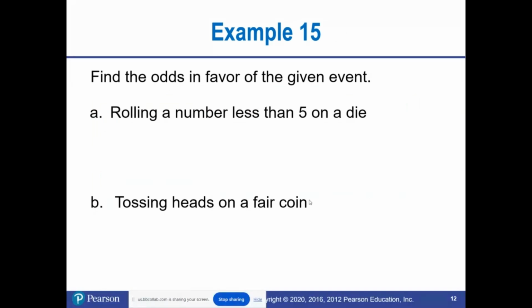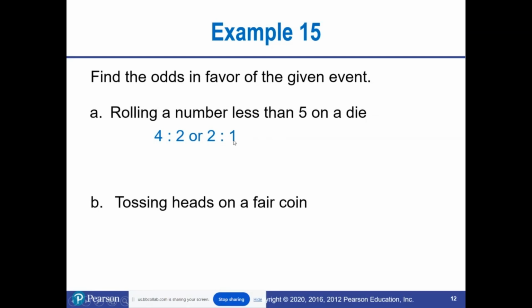Okay, so let's look at how to use the formula. We want to find the odds in favor of a given event. So on A, we want to roll a number less than 5 on a die. There are 4 numbers less than 5. There are 2 numbers that are not less than 5. So it would be 4 to 2. That reduces to 2 to 1. Now, this time they're putting it with the colon, but that means the same thing as 4 over 2, which would reduce to 2 over 1.